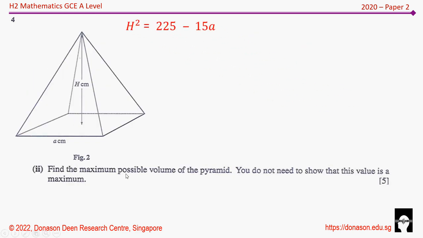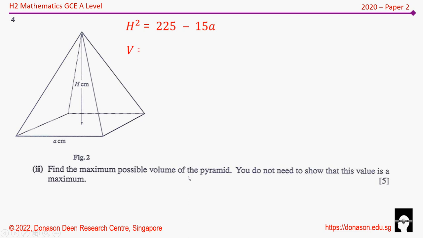Now find the maximum possible volume of the pyramid. So we need to find the volume of this pyramid, and the question says you need not show that this value is indeed a maximum. In other words, you do not have to go out of your way to find the second derivative and all that. So find the maximum possible volume of the pyramid.